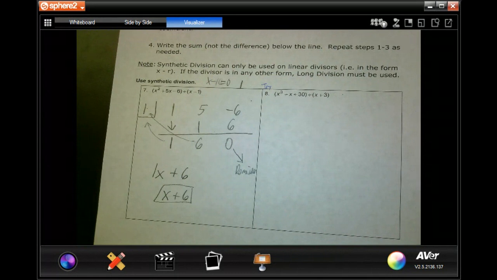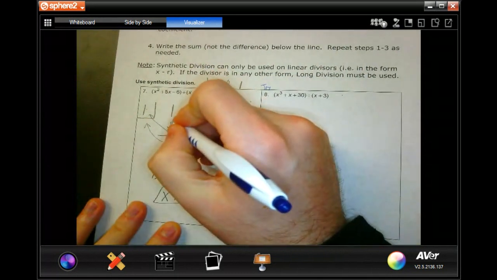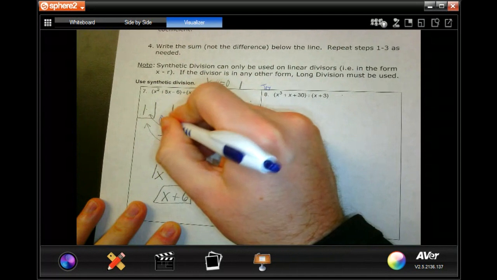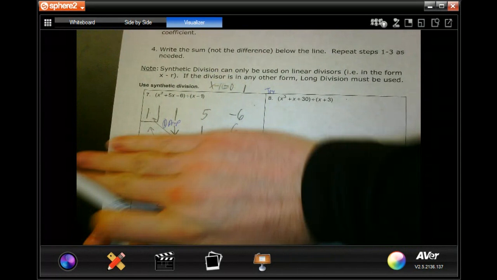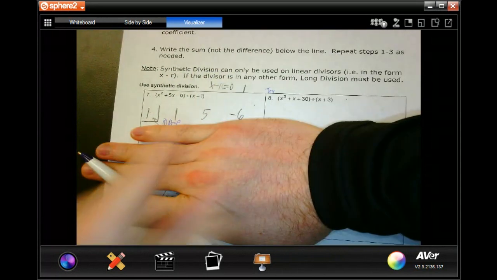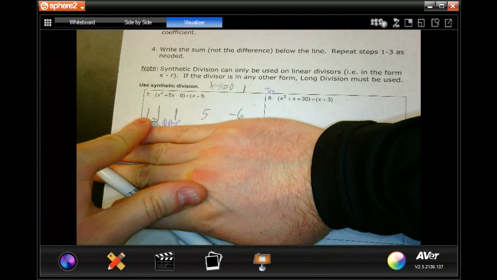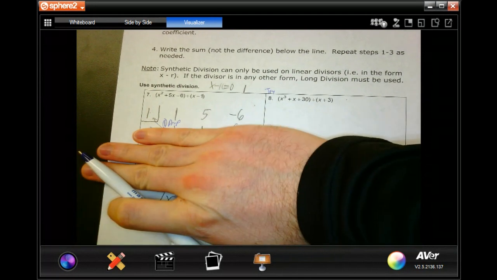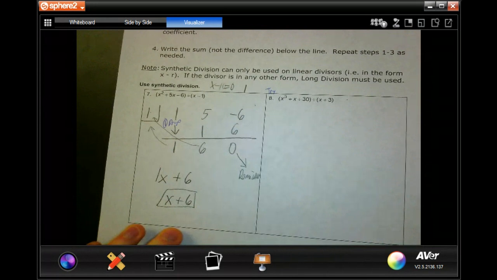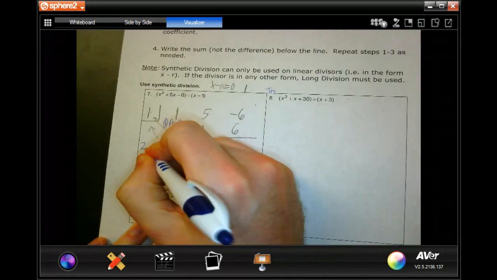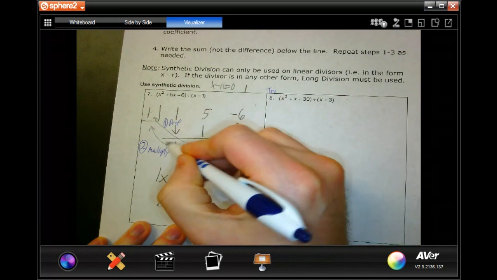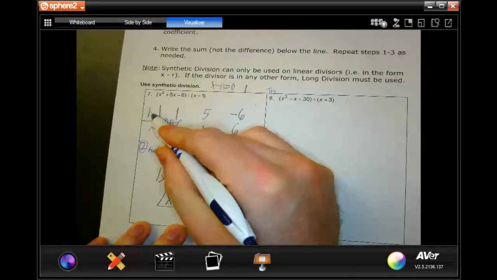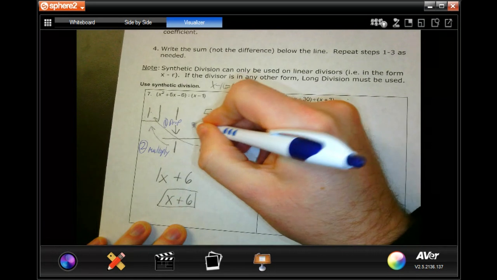Okay. The first step is this drop right here. Step 1 is you drop the 1 down. So once you have the x minus 1 equals 0, once you have the 1 here, and then you have the 1, 5, and negative 6 as the coefficients, you're going to drop the 1 down. Step 2 is multiply. Once you drop the 1 down, you multiply it by whatever is in here. In this case, it's a 1. And then you're going to put your answer right here.